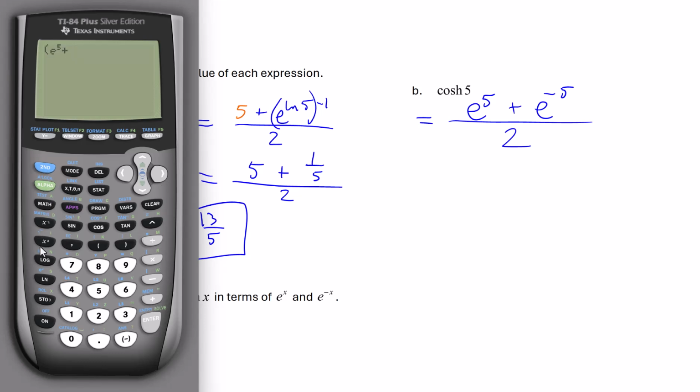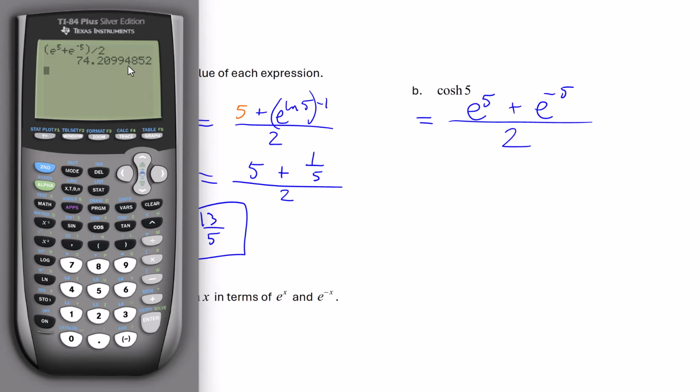So we'll again punch in an exponential expression. So e to the negative 5 power. We're just plugging this in pretty much as we wrote it into the calculator. Of course, then we'll divide by 2 since that's what we have. All divided by 2, hit enter, and we get a value of 74.20994852.